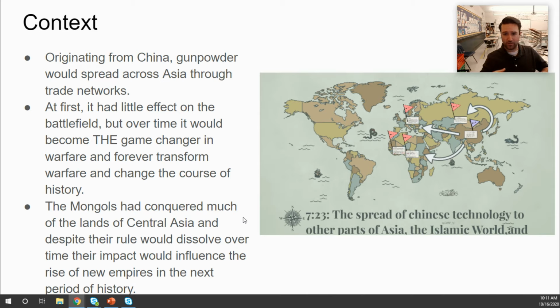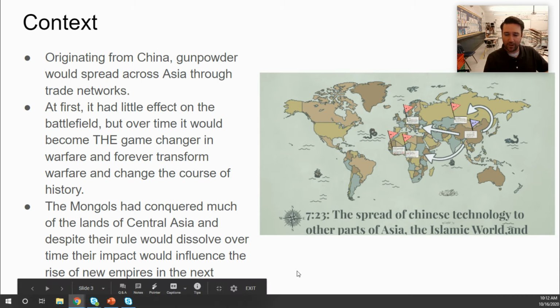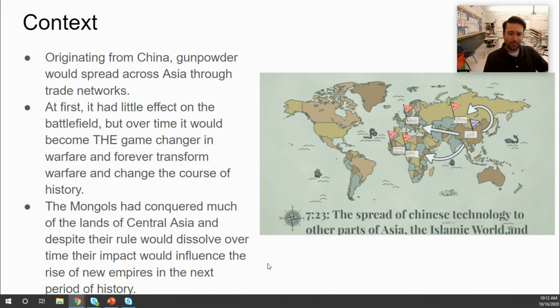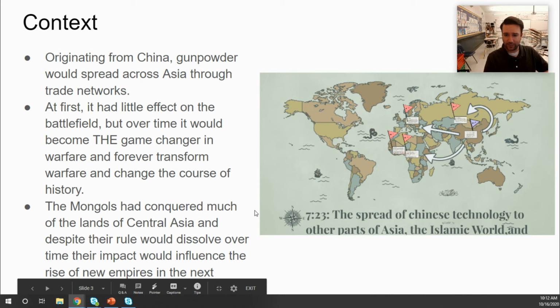We talked about how the Mongols had conquered much of what is Central Asia, and despite the fact that they managed to rule over the empire fairly well, over time the rule is going to chip away and become more decentralized, leaving it vulnerable for new empires to rise up and challenge them and overtake them. Some of the empires that we are going to talk about today come out of the Mongol-controlled territory, or at least are related to the Mongols themselves in some way.